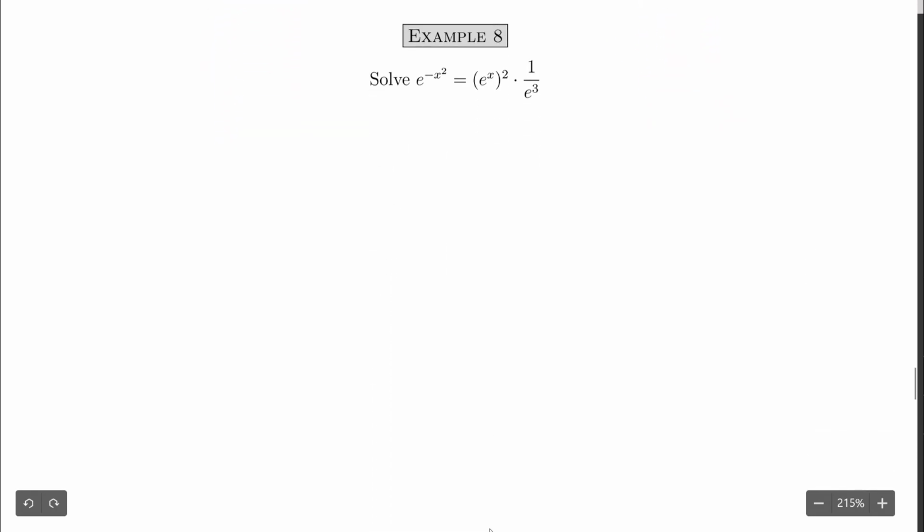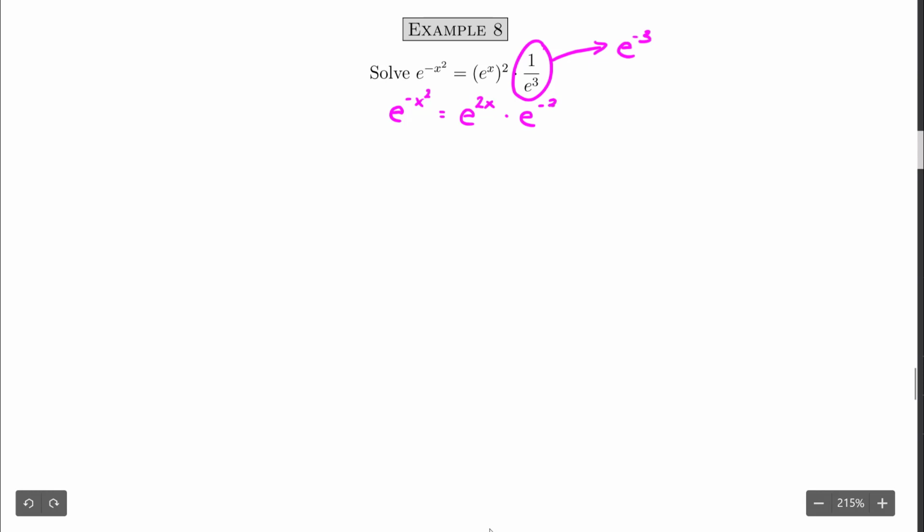Example 8. Same thing, we have to apply the rules of exponents to solve this, but it's going to take a little bit more creativity perhaps to come up with it. The left side we're going to leave unchanged for right now. It's e to the negative x squared. This first term on the right, e to the x to the second, remember power raised to a power you multiply, so that's e to the 2x. And this second term on the right hand side, it's 1 over e to the positive third. Well, if you look back at our exponent rules, that is also the same as e to the negative third. So we can write it that way.